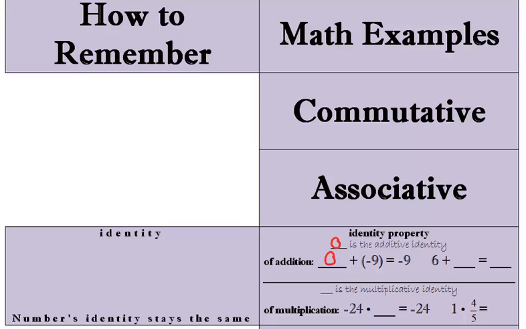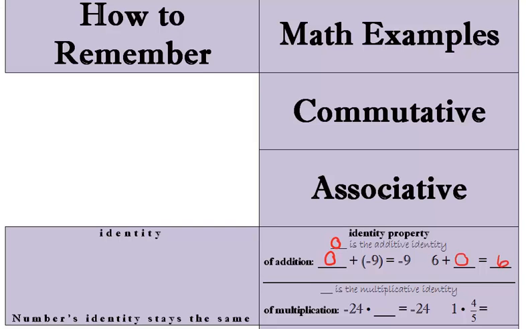So let's fill this one in. 6 plus what equals what? How can we show the identity property of addition for this problem? All right, the answer is 6 plus 0 equals 6. Adding 0 to 6 keeps its identity the same.